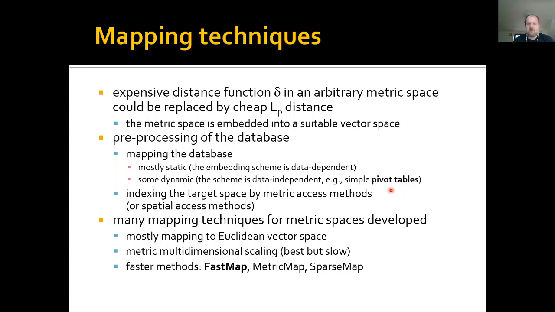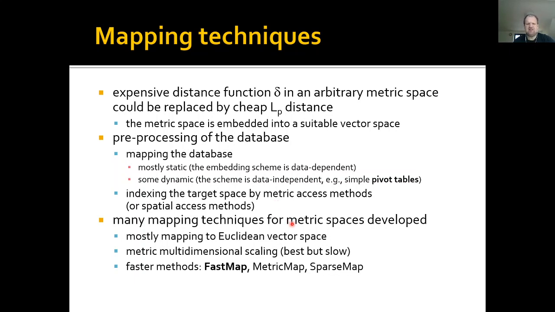And the nice thing about this mapping approach is that the target data, the data in the target space, could be individually or independently indexed by whatever indexing scheme is suitable. So we can use a metric access method or spatial indexes on the new kind of data. So we will basically decompose the problem into two steps: mapping to some easier case and then indexing this easier case.